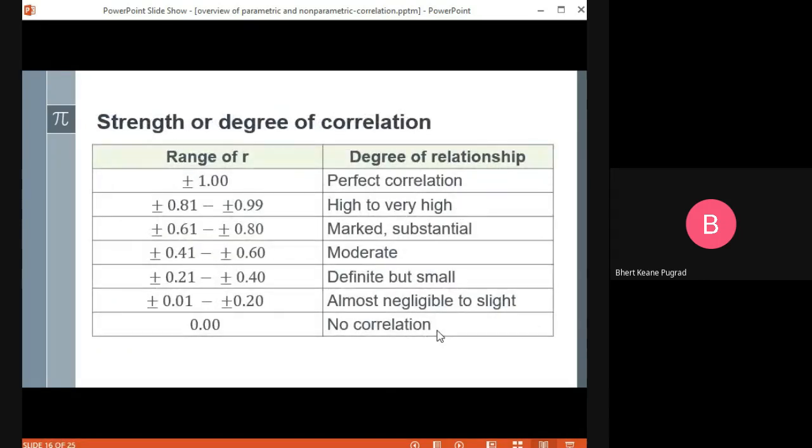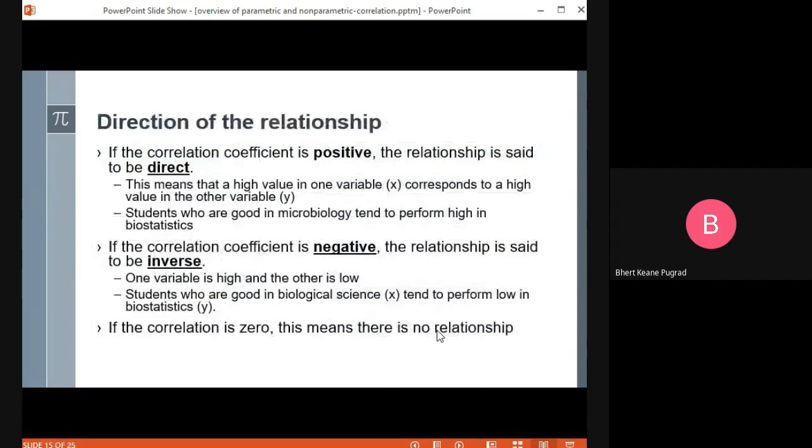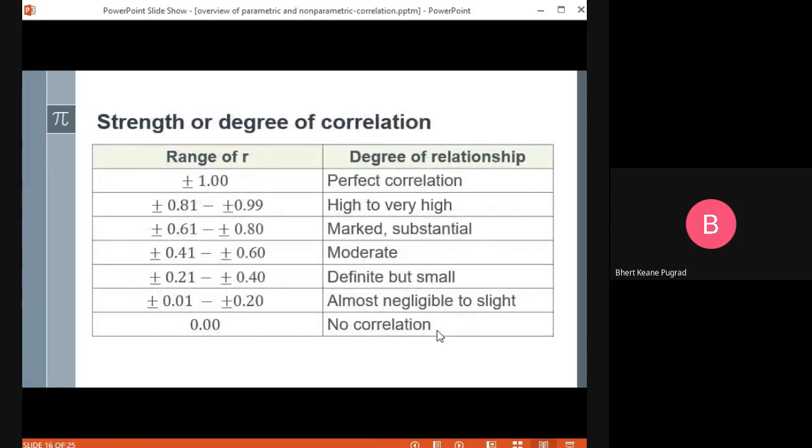In terms of the degree of relationship, let's consider this table. So kapag positive, positive means a positive relationship or a direct relationship. Kapag negative naman means an inverse relationship. So if the value of r is 1, it's a perfect correlation.